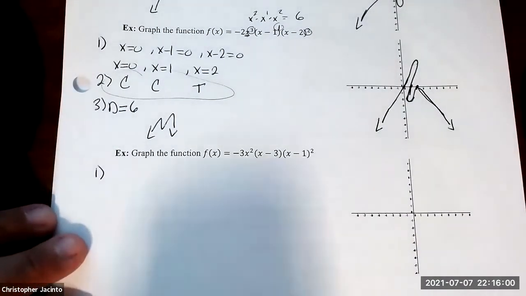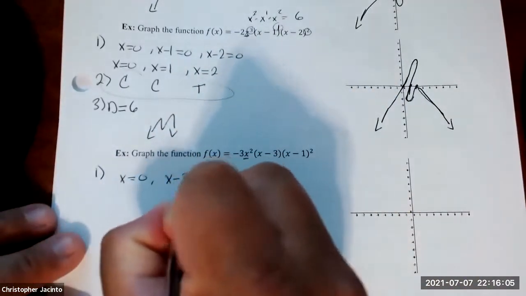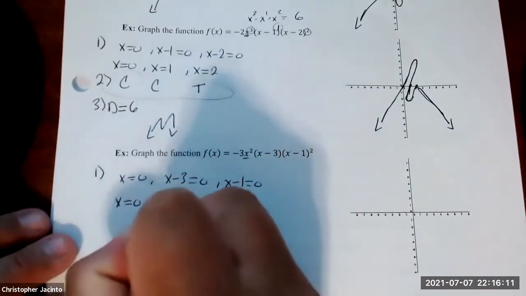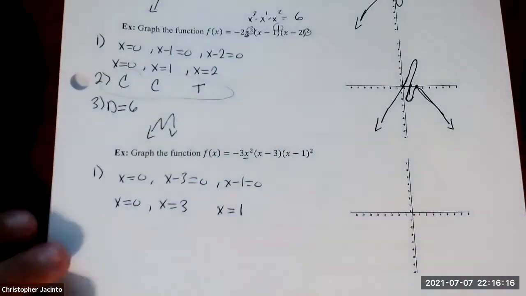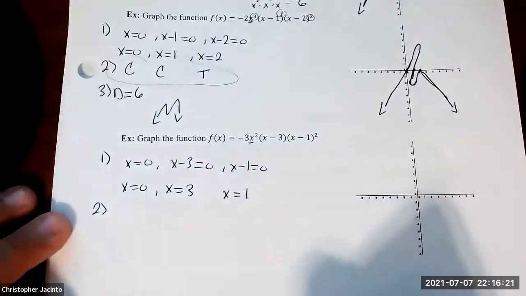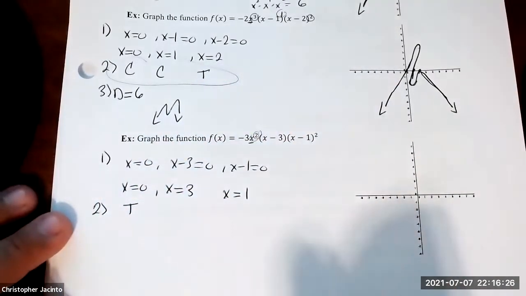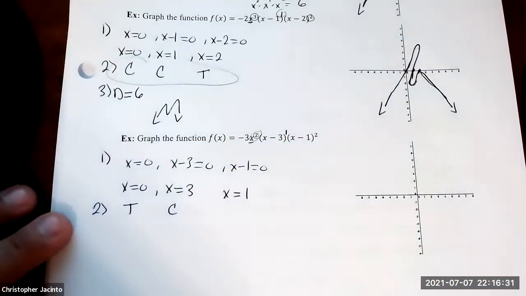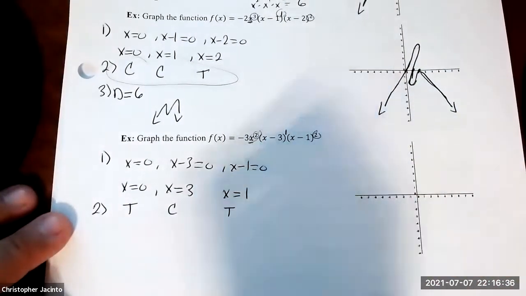All right, so same situation. So we have x equals 0, x minus 3 equals 0, and x minus 1 equals 0. So we have x equals 0, x equals 3, and x equals 1 as our portions. So now we're going to step 2. At 0, it's even now, so it's going to touch because that's even. Over here, again, there's an imaginary 1, so that's odd, so that's crossing. And then the last one, 2, is even, so that's going to be a touching.